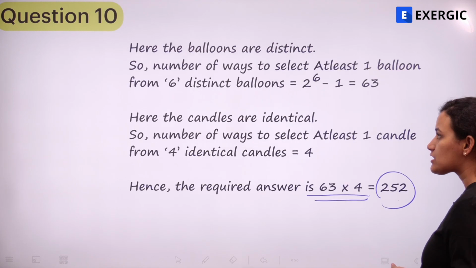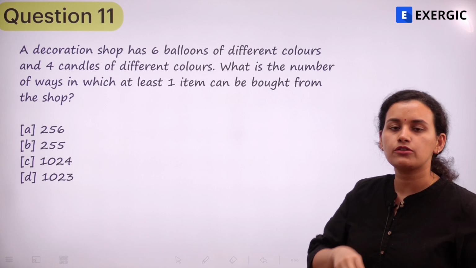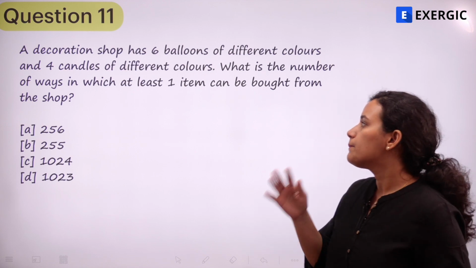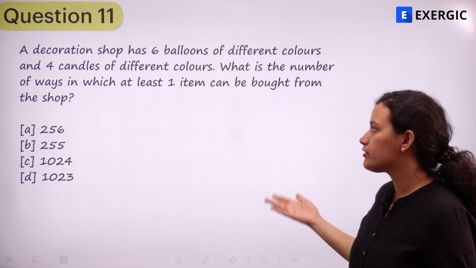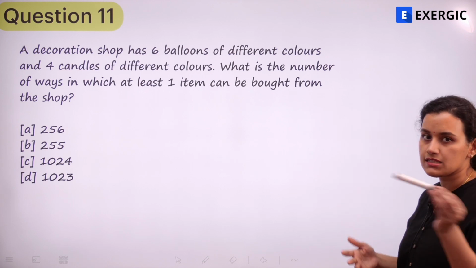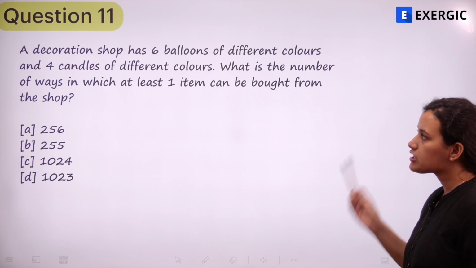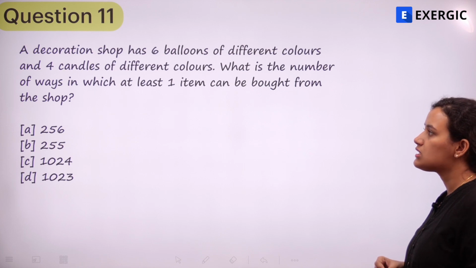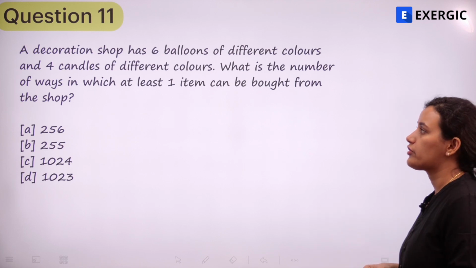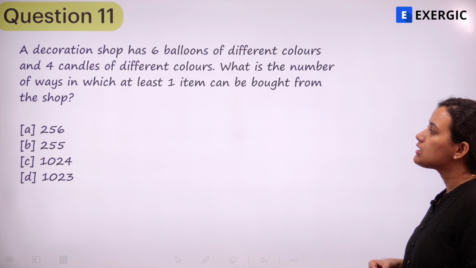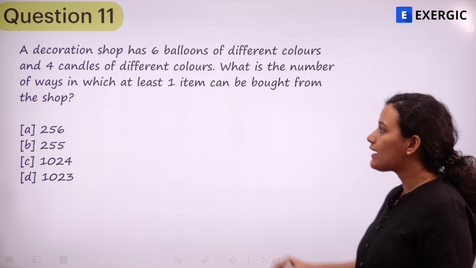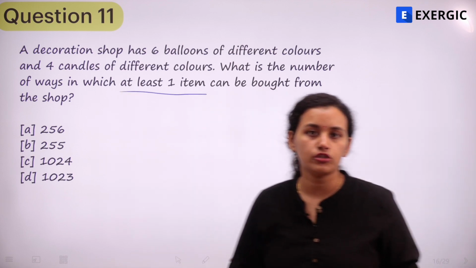That brings me to my next question. Just a little tweak to the question. How are you going to approach? Pause the video, give it a good read, give it a try. Let me know if your answer is equal to mine. A decoration shop has 6 balloons of different colors and 4 candles also of different colors, right? What is the number of ways in which at least one item can be bought from the shop?